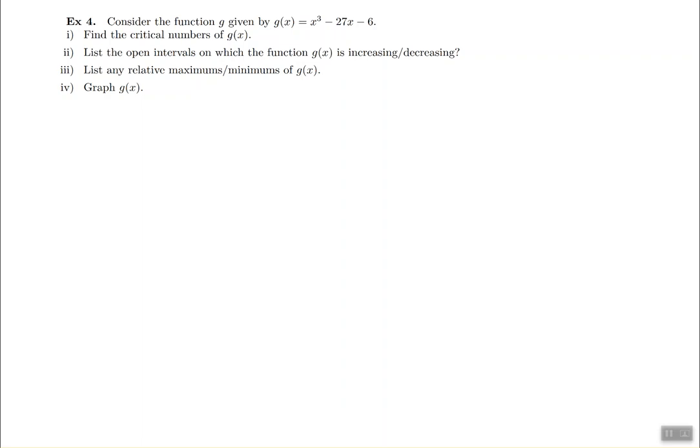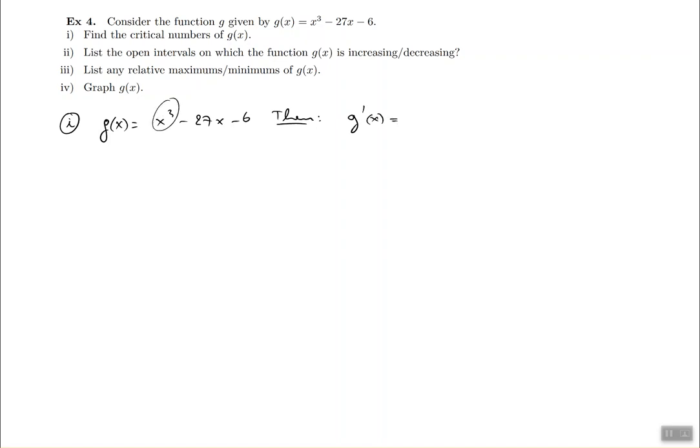In example 4, we will pretty much summarize everything we've done in this section in one problem. So here we go. It says the g of x function is x cubed minus 27x minus 6. And in part 1, it wants the critical numbers of g. Since g of x is x cubed minus 27x minus 6, and they want the critical numbers, I'm going to have to find the derivative g prime of x using the power rule a few times.